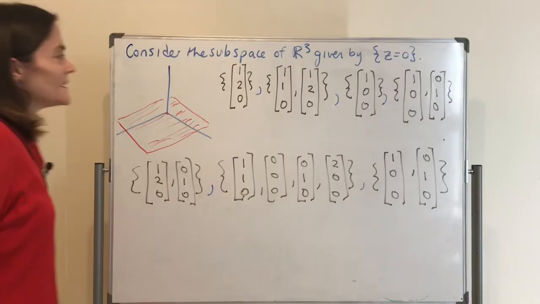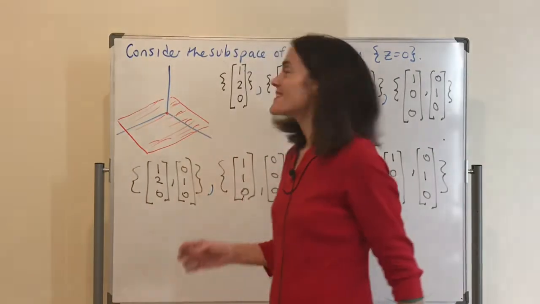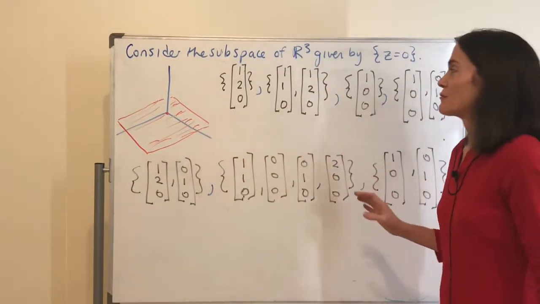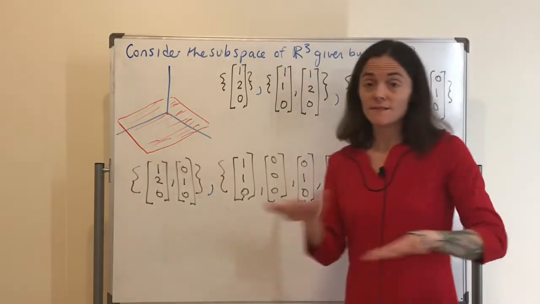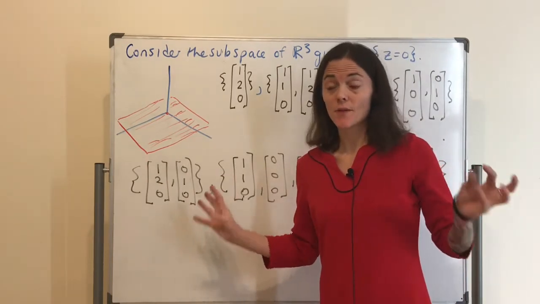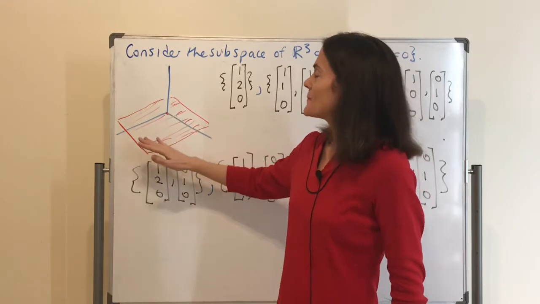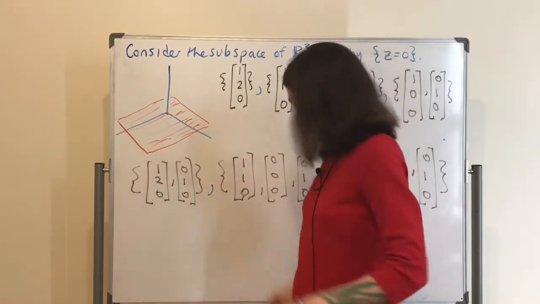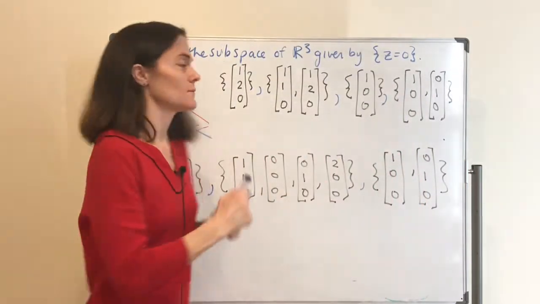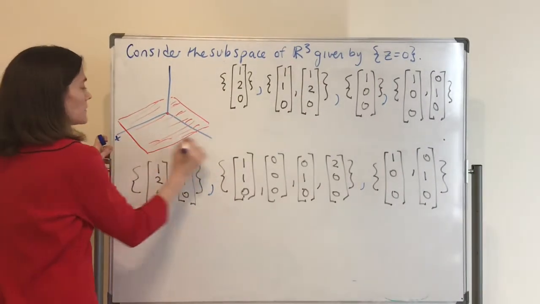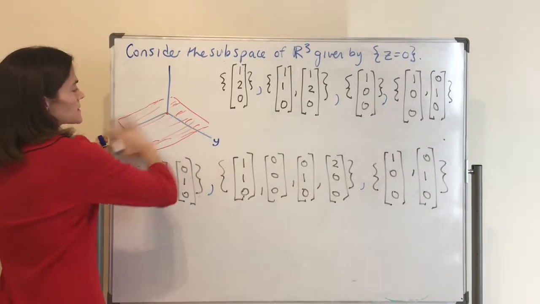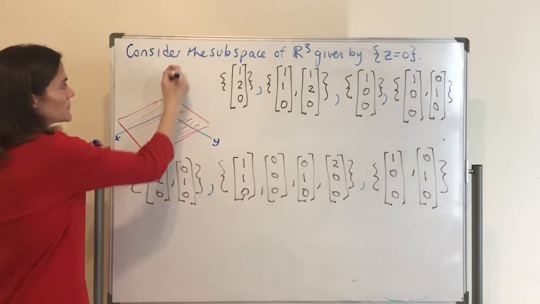Okay, let's consider this subspace in R3 that's given by just z is 0, the third coordinate is 0, and we can think about this geometrically. It is a plane. Well, it's the xy plane with z equals 0, sitting inside R3. This is z.